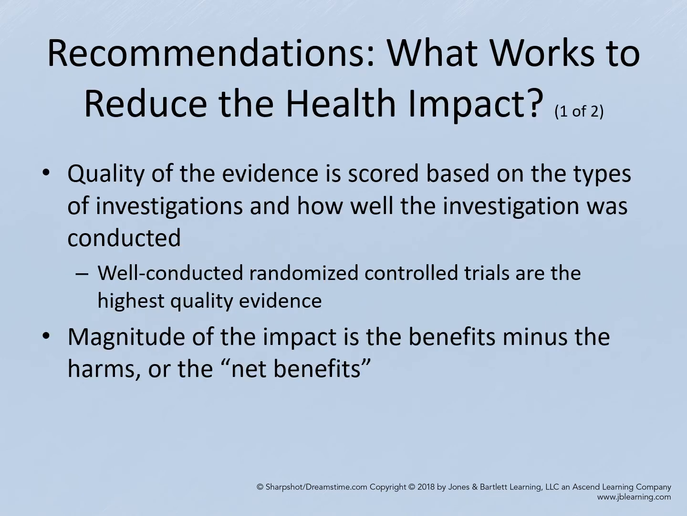Let's look at recommendation. What works to reduce the health impact? There are a lot of interventions available for us. So which is best for us? So that brings us to the question of quality. The best, highest quality evidence is available from randomized controlled trials. And more than randomized controlled trials, systematic reviews and meta-analyses bring us the best quality of evidence. And the magnitude of the impact can be identified from benefits minus the harms, or the net benefits.